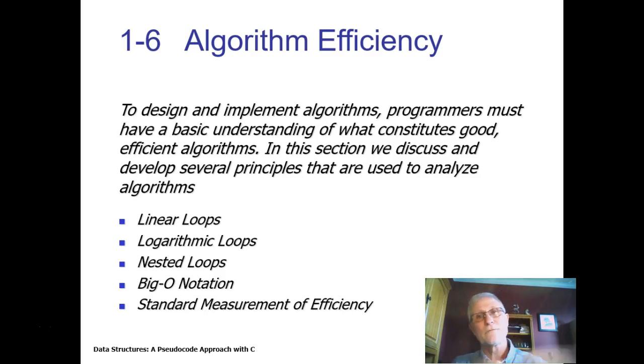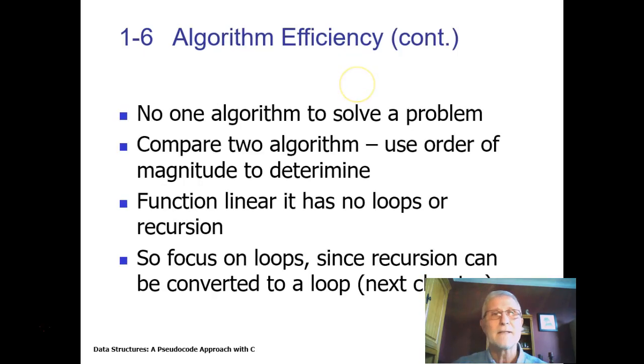So when I'm designing and implementing algorithms, I've got to understand what makes a good or efficient algorithm. And we're going to look at a couple of different principles to use to analyze algorithms. We're going to look at linear loops and logarithmic loops, nested loops, and talk a little bit about big O notation, which is just a way of defining which algorithm is better, and some kind of measurement of efficiency in an algorithm.